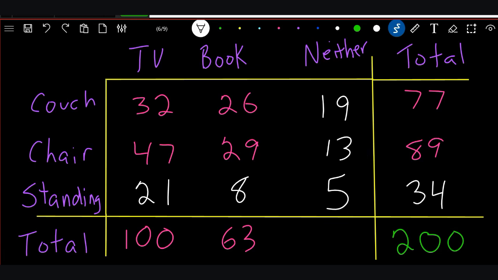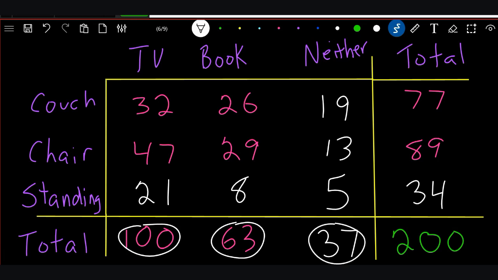They did not read a book, they did not watch TV, they did neither. You would just add that column up right there, and that's going to give you your total, and that is 37. 37 people did nothing. They didn't read a book, and they didn't watch TV. Now one way to verify this is that 100 plus 63 plus 37 should give us 200. And just go through and check all those things out there.